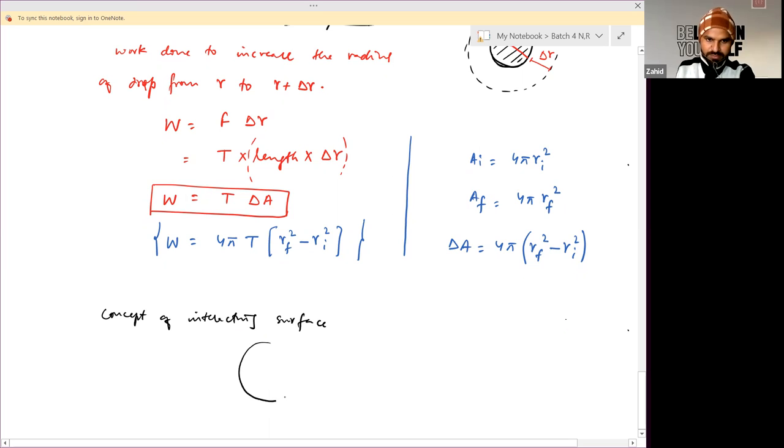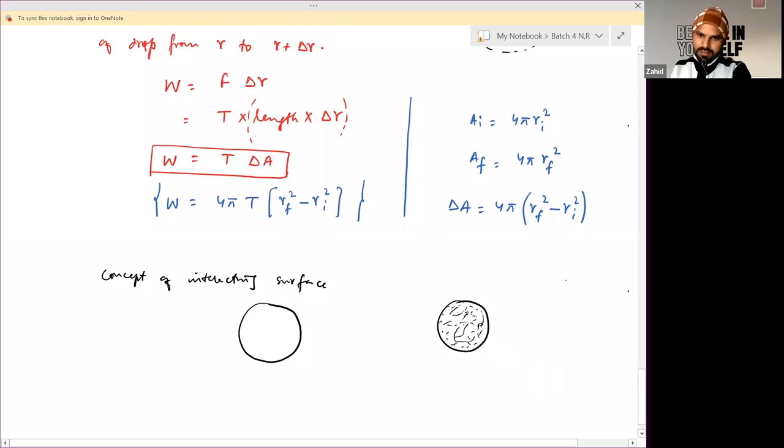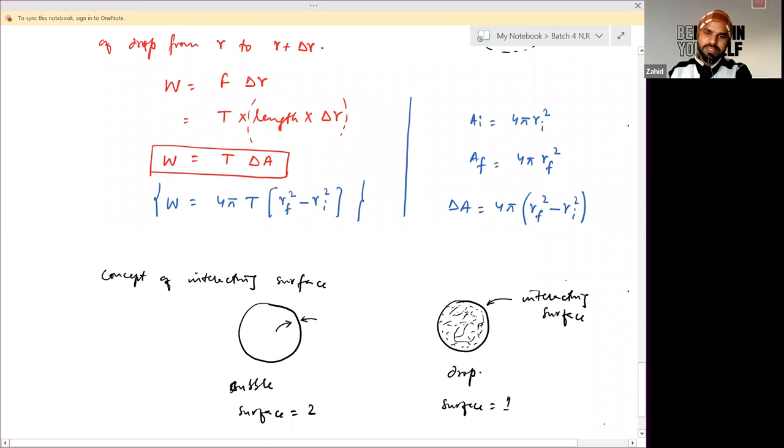Okay. Let me define for you the concept of surface for this case, or concept of interacting boundary. Suppose you have a bubble and next a drop. In case of drop, there will be only one surface which is exposed to air, since from inside it is completely closed with liquid. So you'll say there is only one interacting surface. But in case of bubble, interacting surface will be from inside as well as from outside, both. So in case of bubble, there will be two different surfaces of interaction. But in case of drop, surface of interaction will be just one.